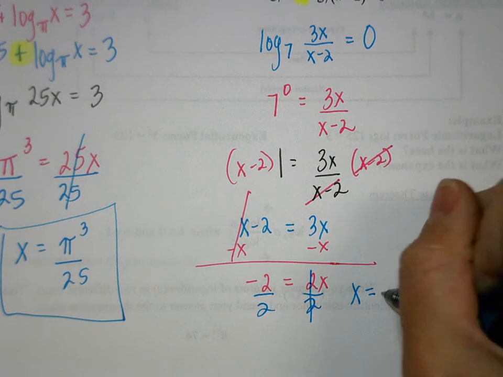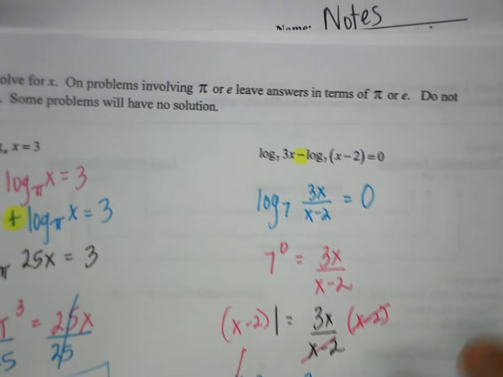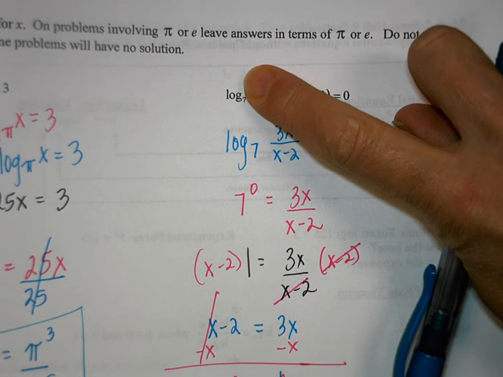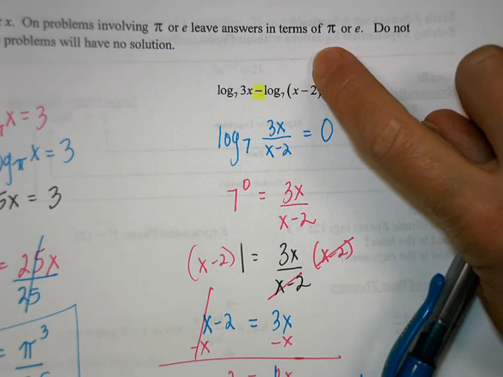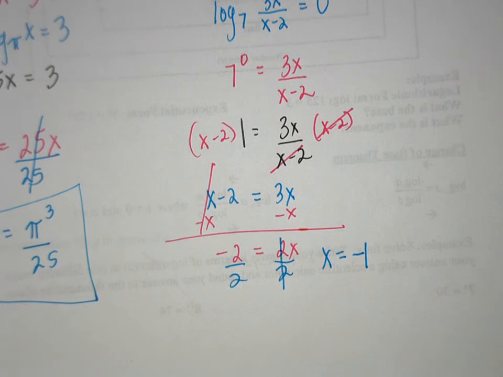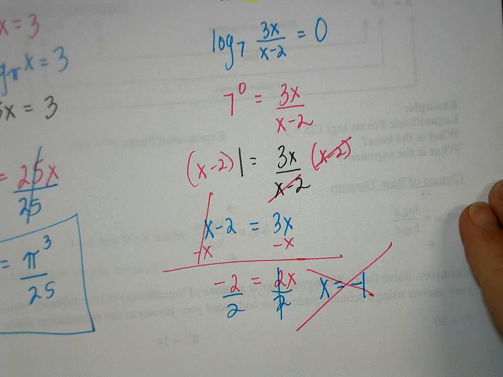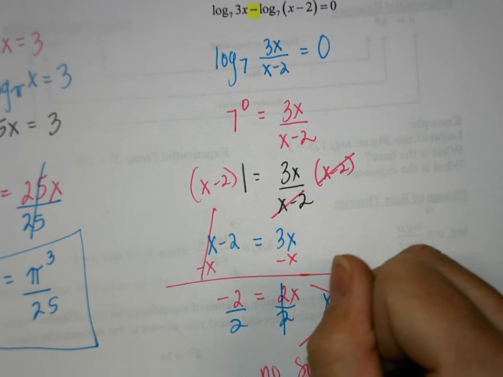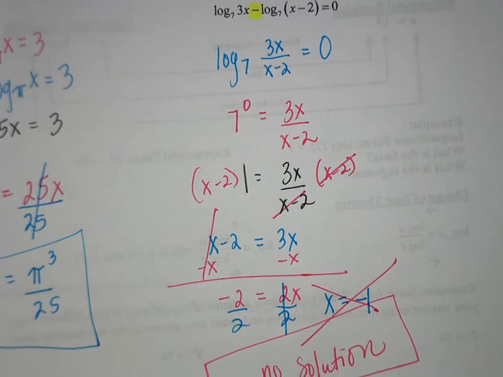Negative 1. And we always need to do what? Check it. If I put negative 1 up here, 3 times negative 1 would put a negative 3 here. And that would not work. It also, if you put it here, it'd make another negative 3. That will not work. And so this answer that we got doesn't work. And there are no other answers, which means this answer is actually going to be what? No solution. So it's important that we always check. All right, any questions here?